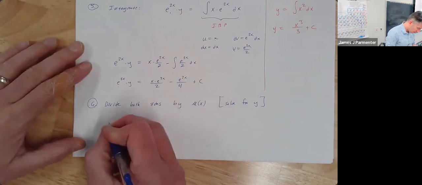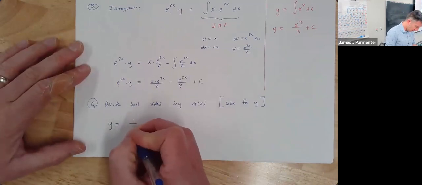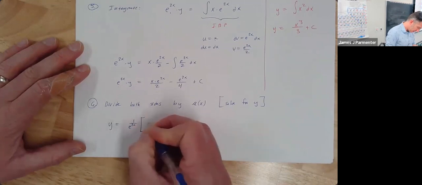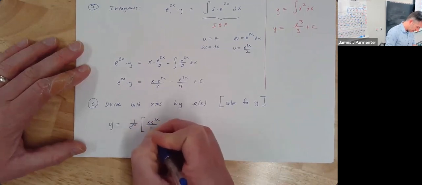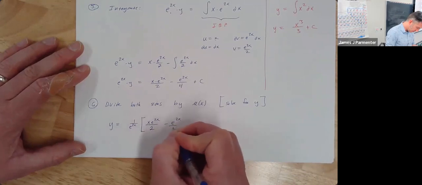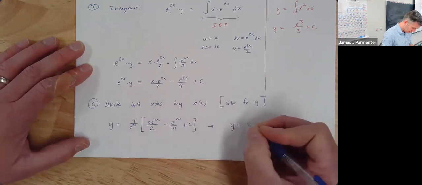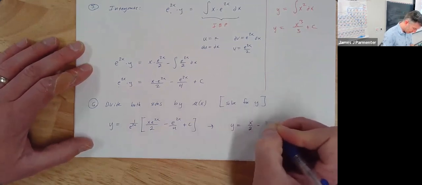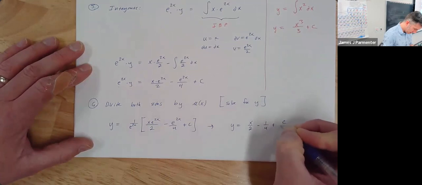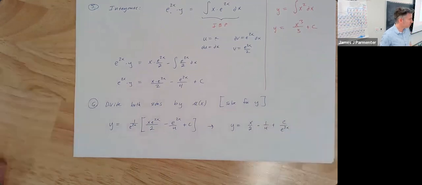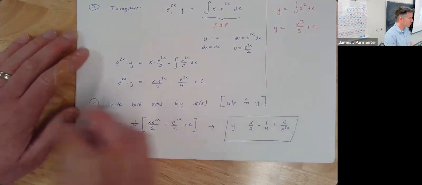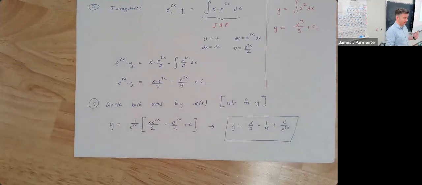So here we're going to say that y is equal to 1 over e to the 2x times all of this: x e to the 2x over 2 minus e to the 2x over 4 plus c, which if you want to distribute it, is going to look like x over 2 minus 1/4 plus c over e to the 2x. Kind of funky, but it is the solution. So this is the very long way of doing it. It's a fair number of steps.